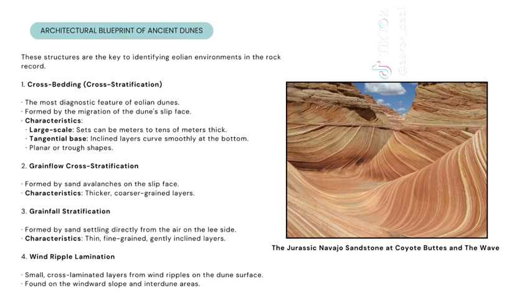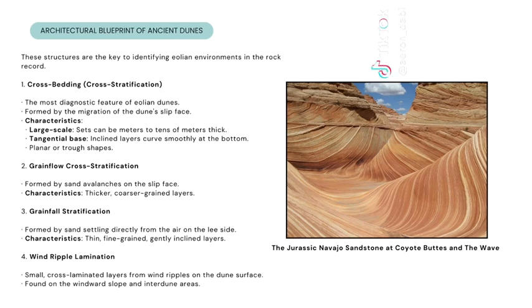Ancient dunes can be identified in rocks through several important structures. The most common feature is cross-bedding, which forms when sand moves down the steep slip face of a dune. This appears as large slanted layers that can be meters thick and show how dunes migrated over time.